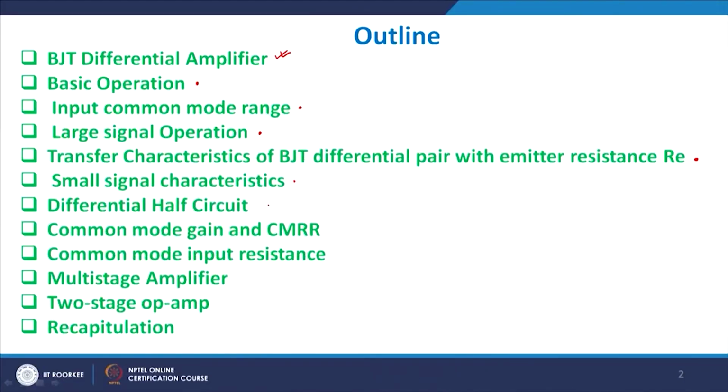We will also look into differential half circuits, CMRR, which is basically common mode rejection ratio, and then we will look at common mode input resistance, and finally we will have a look at multistage amplifiers and the two stage op amp as an example, and then we will recapitulate, right. The last two we will deal with in a much more detailed manner in subsequent lectures, but today's topic will be more concentrated on differential amplifiers, right.